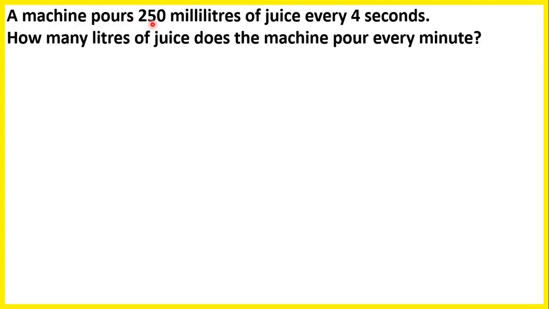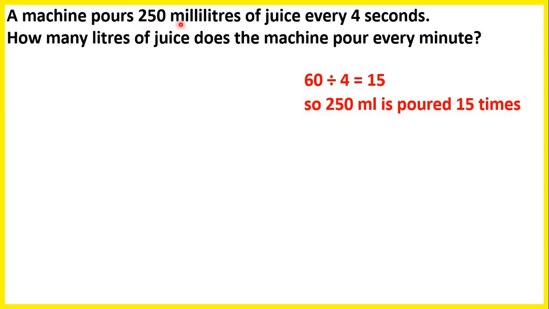A machine pours 250 millilitres of juice every 4 seconds. How many litres of juice does the machine pour every minute? So we know that there are 60 seconds in 1 minute, and it pours 250 millilitres every 4 seconds. So let's work out how many times 250 millilitres will be poured. So it's poured every 4 seconds for 60 seconds, and if we divide 60 by 4, we get 15. So that means 250 millilitres is poured 15 times.